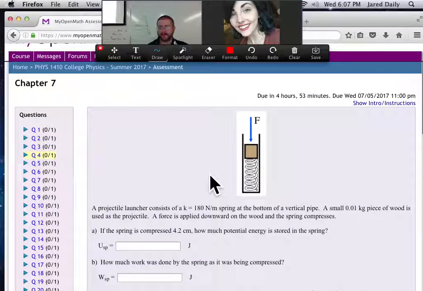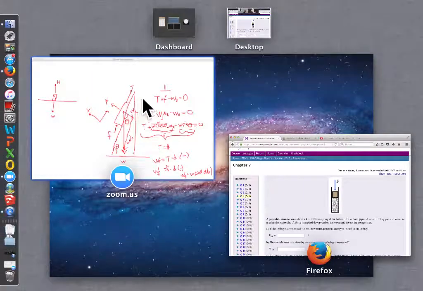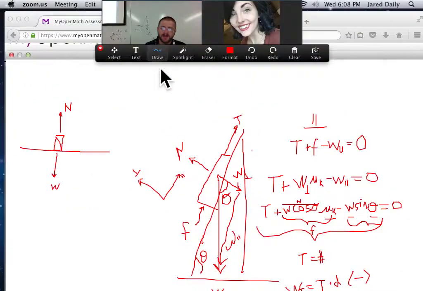Yeah, so I know how to calculate the potential spring energy. But is the work done by the spring going to be different than the potential? So work done by a spring is going to be equal to the potential energy stored in the spring.